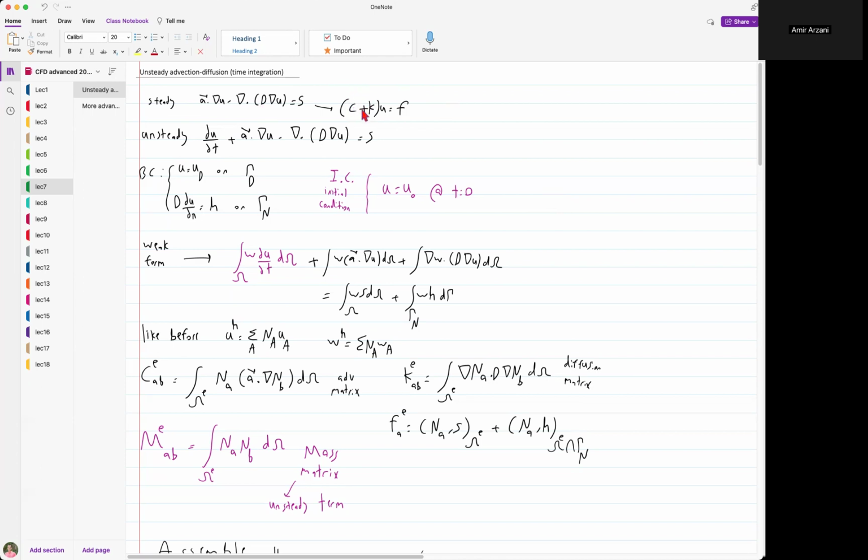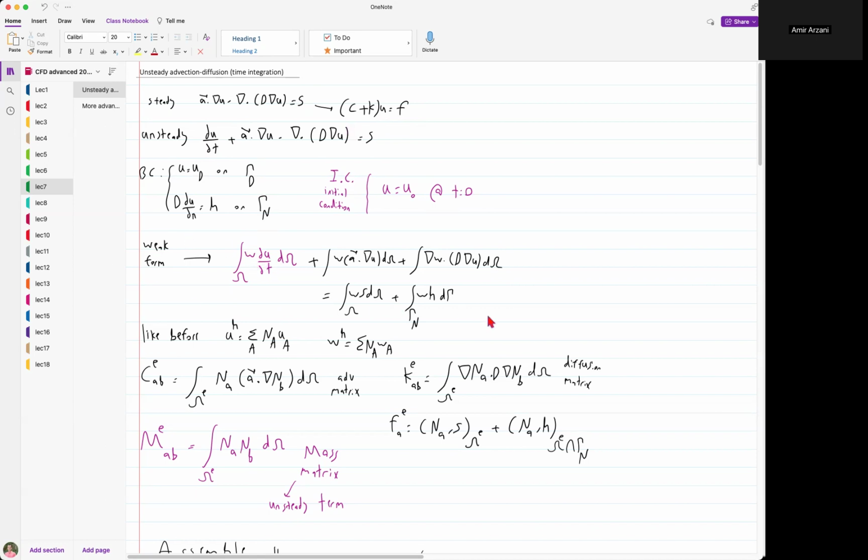C represents the convection, and K represents the diffusion. And F is the source term containing the boundary conditions and the known reaction term. Now, in this lecture, we will continue our analysis to the unsteady advection-diffusion equation, also considering this unsteady term. We will use similar Dirichlet and Neumann boundary conditions on portions of the boundary, but now we also have to specify an initial condition, which we need to know before we can solve the unsteady equation.